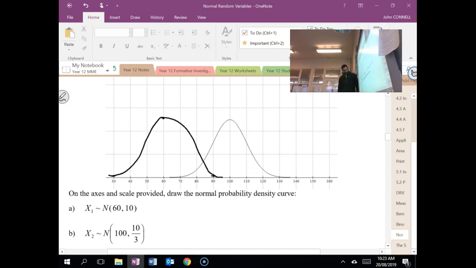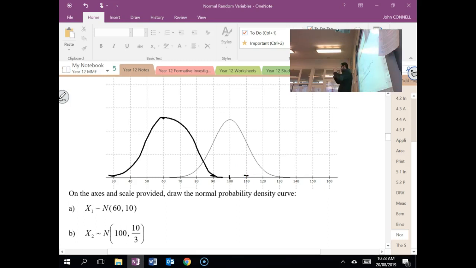If I'm looking to do this next one, x2 with a standard deviation of 10 on 3, well, my mean's going to be at 100, and it'll be getting very close to the x-axis at 3 lots of my standard deviation away. 3 lots of 10 on 3 is what? If I times 10 on 3 by 3, what do I get? 10. So at 10 away from 100, I need to be pretty much on my x-axis. That means at 90 and 110, I need to be pretty much on my x-axis.